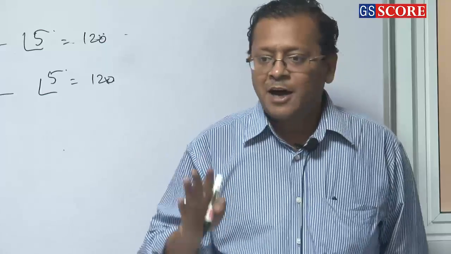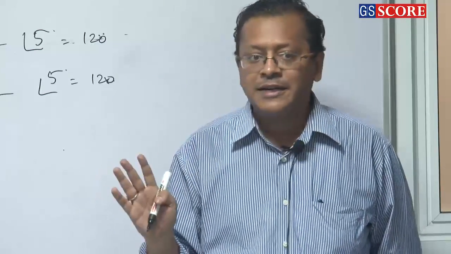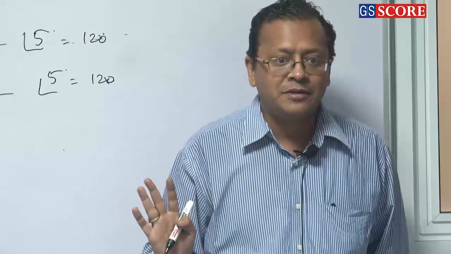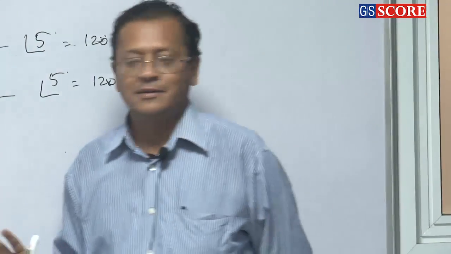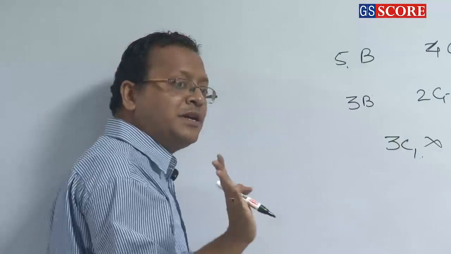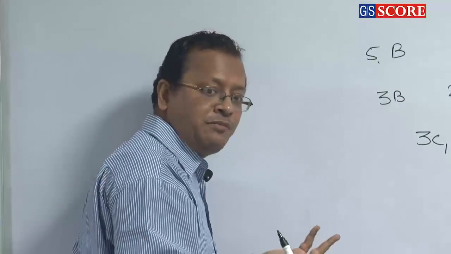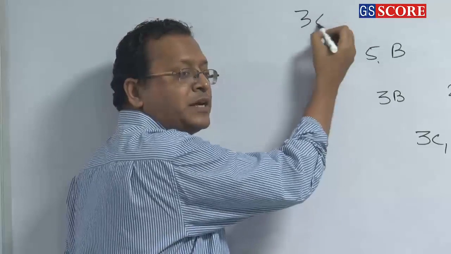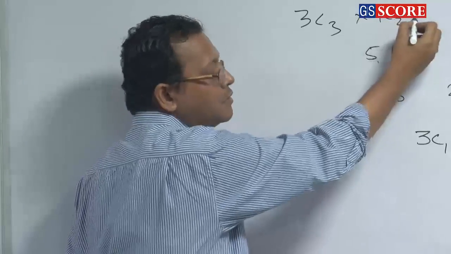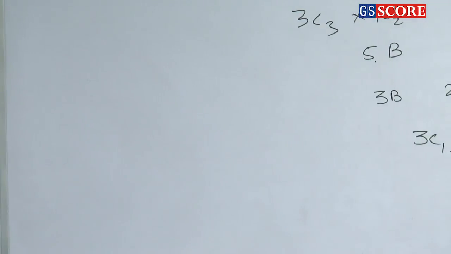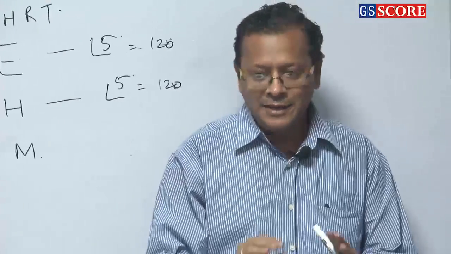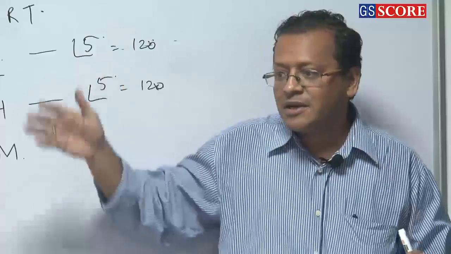If I say how many ways of 3 boys and 2 girls selected from 5 boys and 4 girls, so that 2 particular boys will never be there. Right, 3C3, because 2 boys will never be there. So I have to select 3 from 3 only. So 3C3 means what? NCN is 1. So there is only one way, into 4C2. Isn't it? Clear or not?